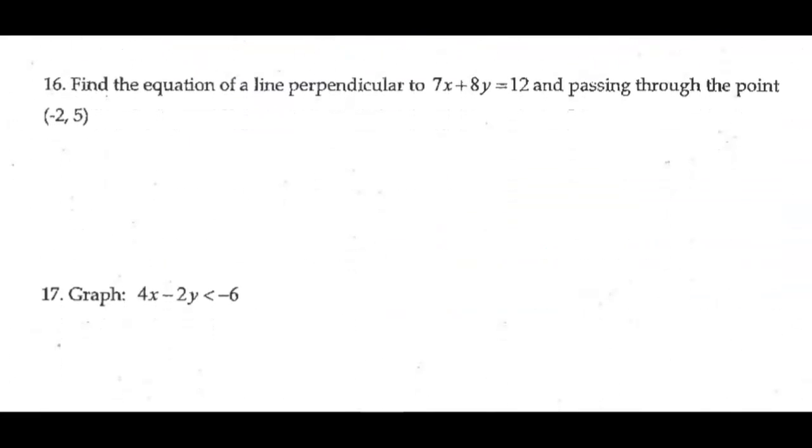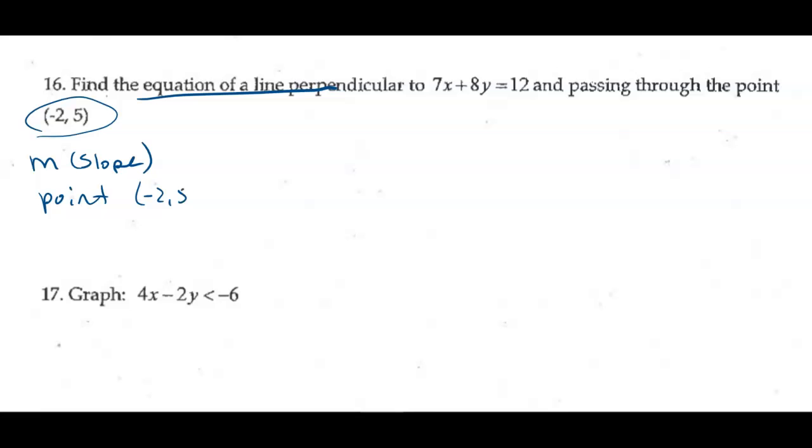Moving along, the equation of a line perpendicular and passing through the point 2, negative 5. To write any equation of a line, you need a slope, you also need a point. So we have a point. It's negative 2, 5. We're good there. What we don't have is a slope, but we have information to find the slope. The line is perpendicular to this line. Okay, that means let me first find the slope of that line.